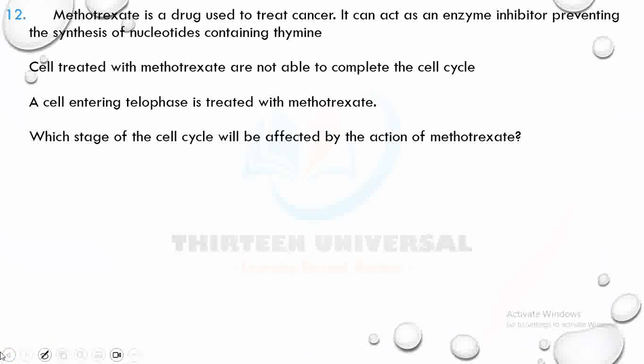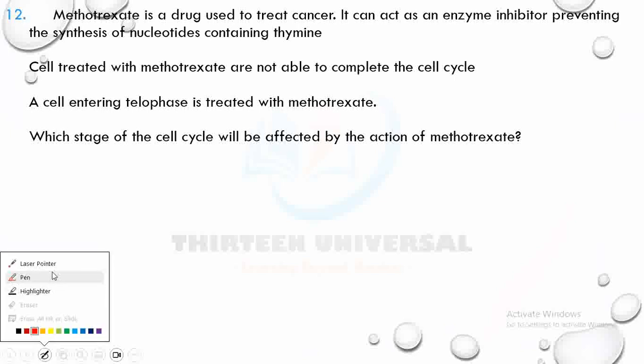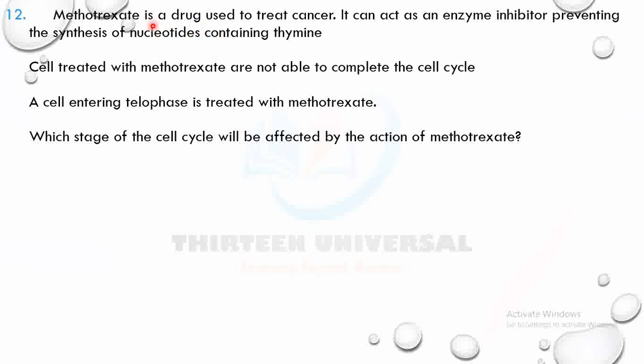Methotrexate is a drug used to treat cancer. It can act as an enzyme inhibitor, preventing synthesis of nucleotides containing thymine. So it prevents the synthesis of the nucleotide that contains this base, thymine. Thymine is a pyrimidine found in DNA. That particular drug is used to treat cancer and is an inhibitor that prevents the synthesis of this thymine.